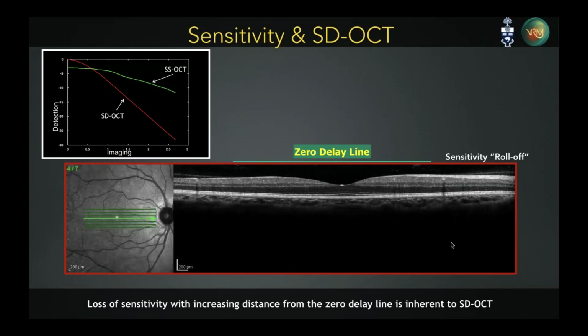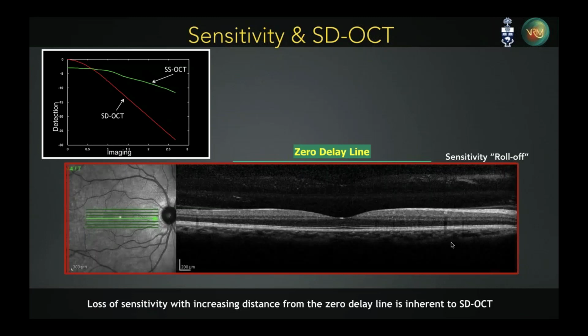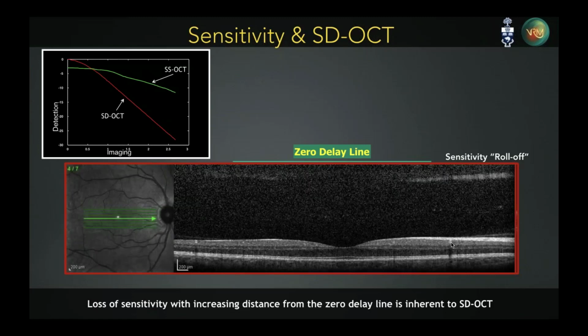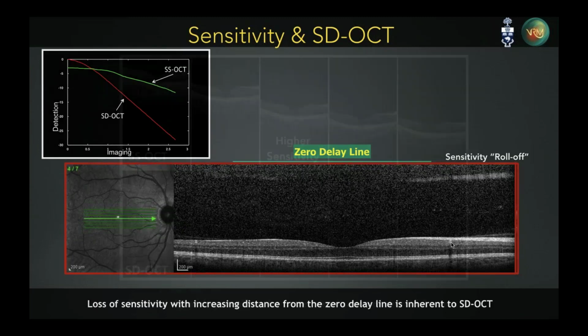So we'll take it back a notch again. Here's where we started, right? With our zero delay line, everything looks nice and crisp and sharp. And as we try to get deeper penetration, what ends up happening is we get a sensitivity roll off. This is due to the fact that the 850 nanometer wavelength has a significant drop off in sensitivity with deeper attempted penetration.